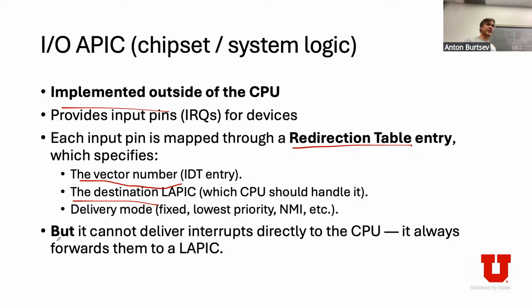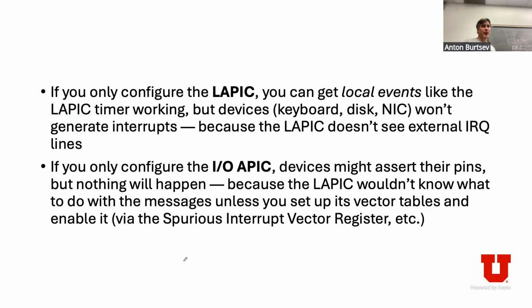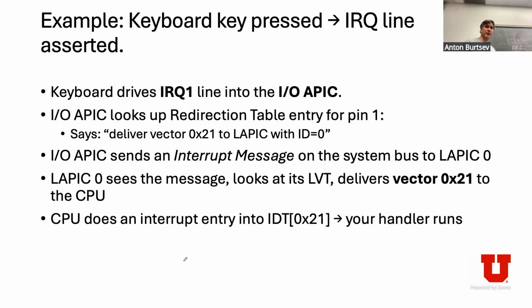But again, this last line is that IO APIC never sends anything to the CPU directly. It just goes through the local advanced programmable interrupt controller. We talked about this. For example, if you have a keyboard and someone presses a key, the BIOS programs that there is a specific line, IRQ or interrupt pin, but essentially it reaches the IO APIC. The IO APIC looks up this redirection table for pin 1, because IRQ1 is pin 1.